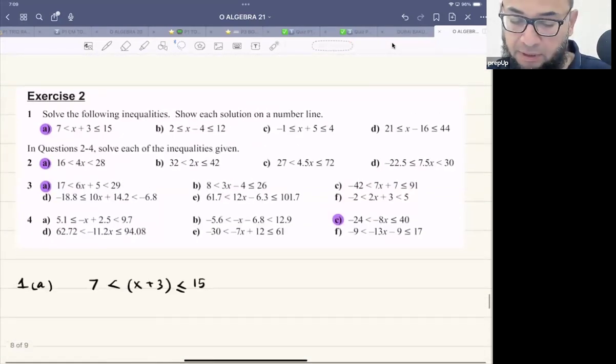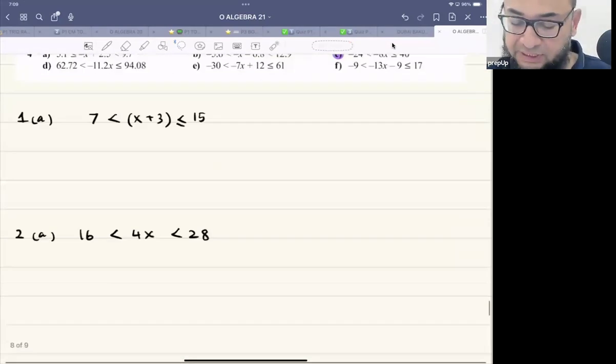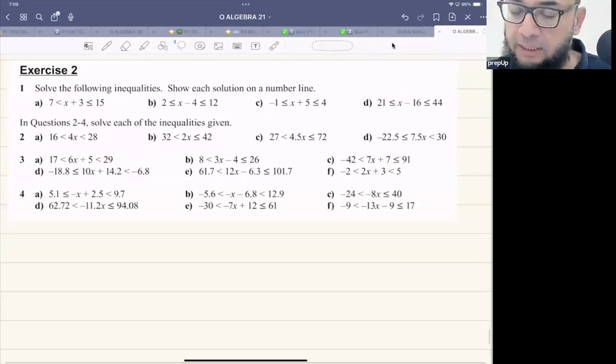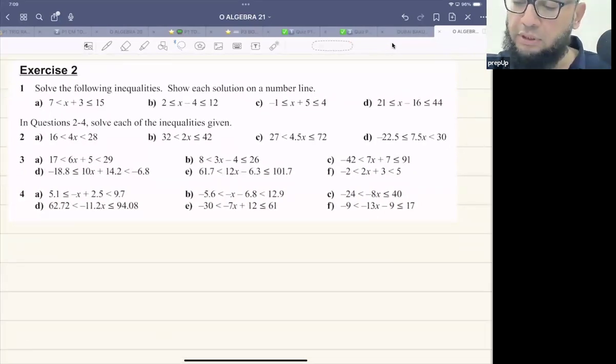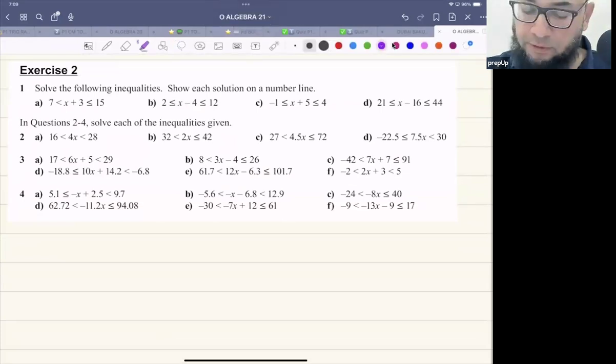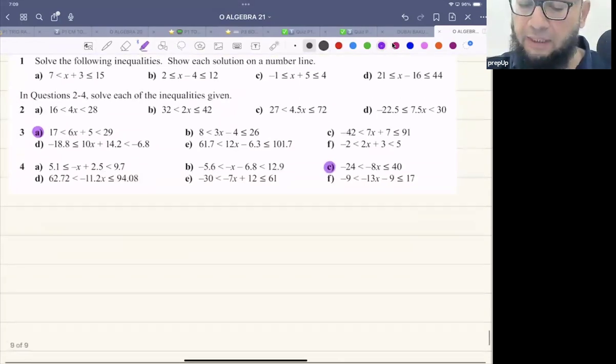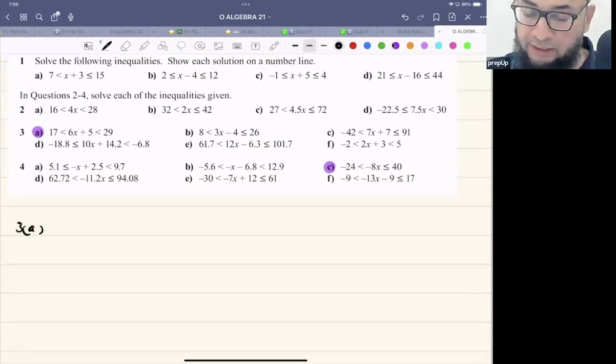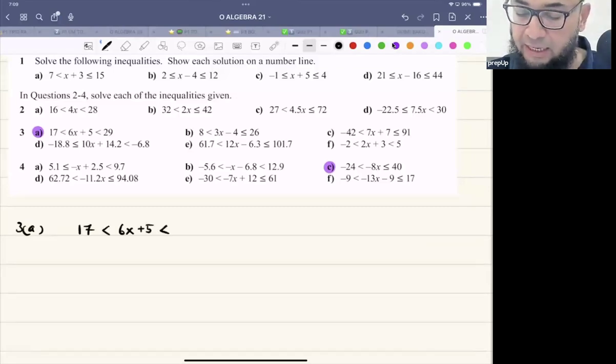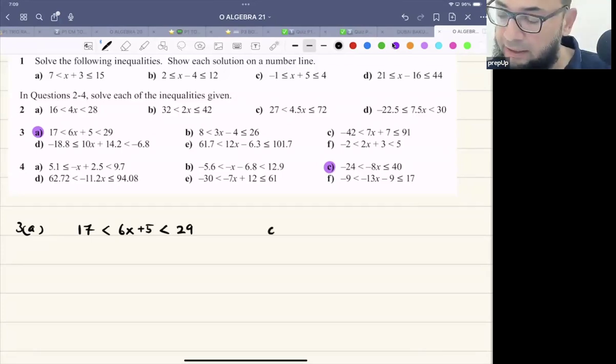So question number 1, A, 2A, 3A and 4C. Let me just mark this. Hold for a second, why is it not responding? That is 3A and 4C. So 3A, that is 6x plus 5, lies between 17 and 29. And similarly, C, that is negative 8x, is less than or equal to 40 and greater than negative 24.